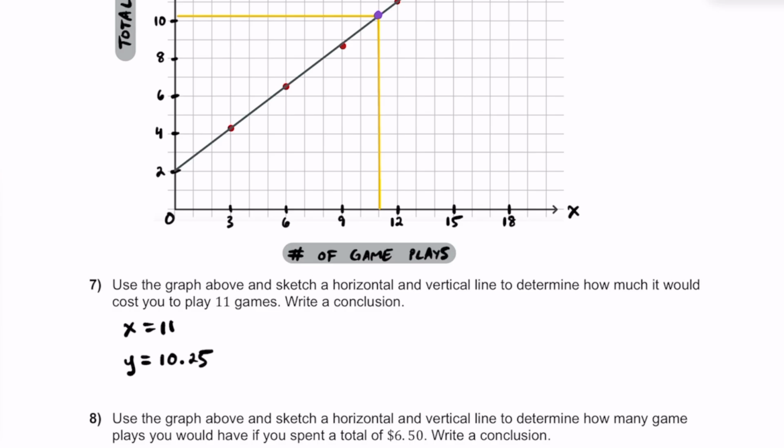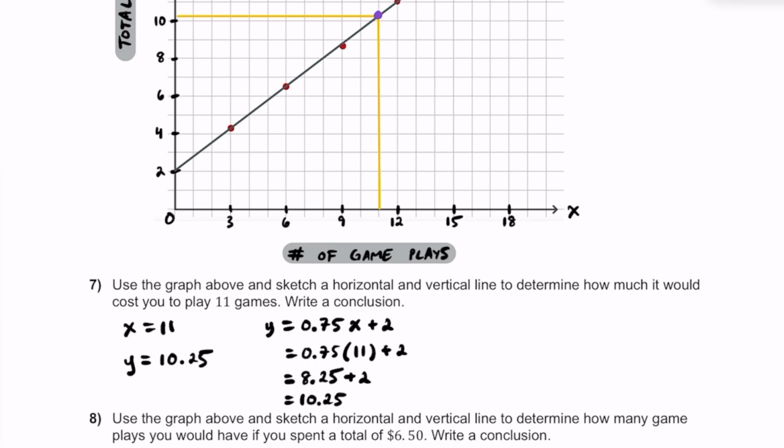But what you can do here is you can also check the equation and say, well, what would Y be equal to if we plugged it into our equation? Remember, our equation is Y is equal to 75 cents per gameplay plus the $2. So this would be 75 cents per each of these 11 gameplays plus that $2 here. So I guess the question is, what is 75 cents times 11? If you take 11 and multiply by 0.75, you're going to get $8.25. And if you add 2 on, you're going to end up with this $10.25.